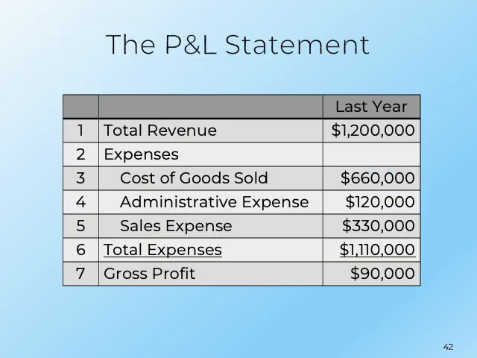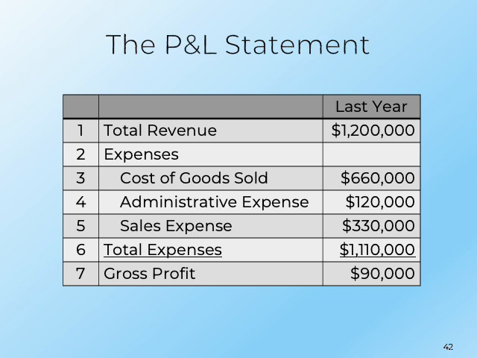As you can see here, this is a simplified version of one of the key financial statements used by a typical business called a profit and loss statement, or P&L. The P&L is basically a report on the profitability of the company, measured in this case in terms of gross profit, or the difference between a company's revenues and their expenses.